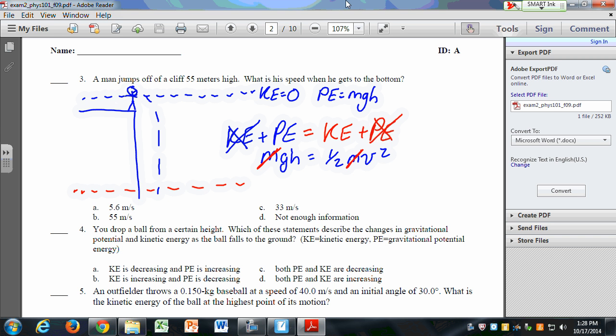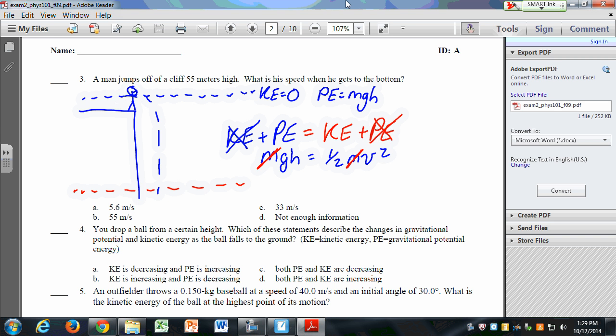Will there ever be a time where the kinetic energy at the top and the potential energy at the bottom won't be 0, where they're actually calculated? Right. Yes. There is. Yeah, I'll show you an example in just a second, right after this one.